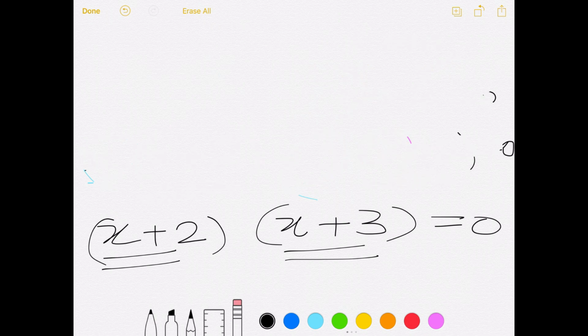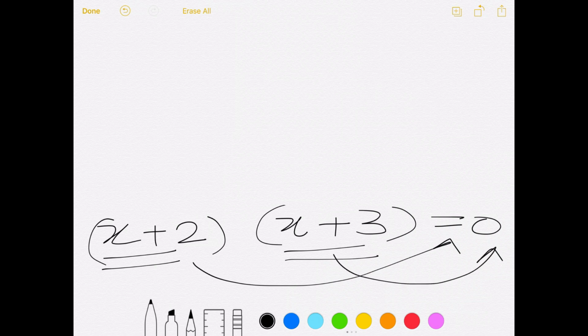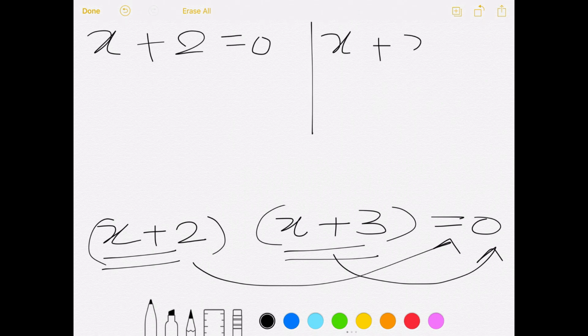Let us see that also. x plus 2 and x plus 3. Either x plus 2 can be equal to 0 or x plus 3 can be equal to 0. Now if x plus 2 equals 0, then what will be the solution? And if x plus 3 equals 0, then what will be the solution?